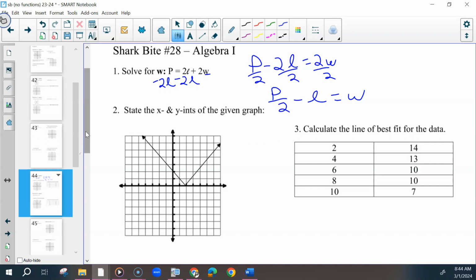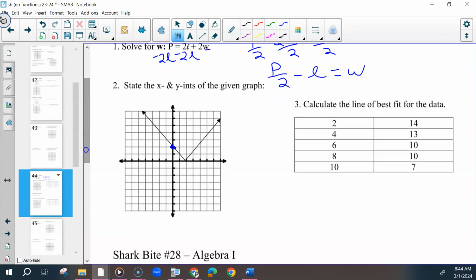The x and y intercept of number 2: there's one y-intercept and one x-intercept. The x-intercept should be at (2, 0). The y-intercept should be at (0, 2).